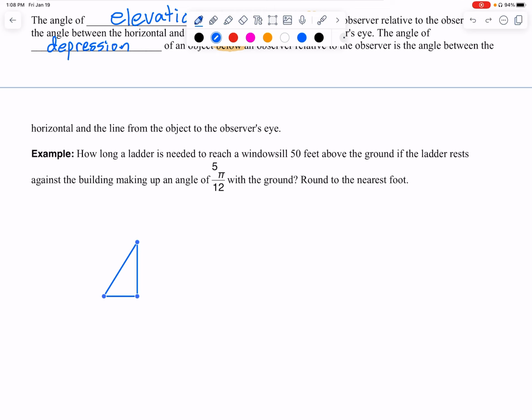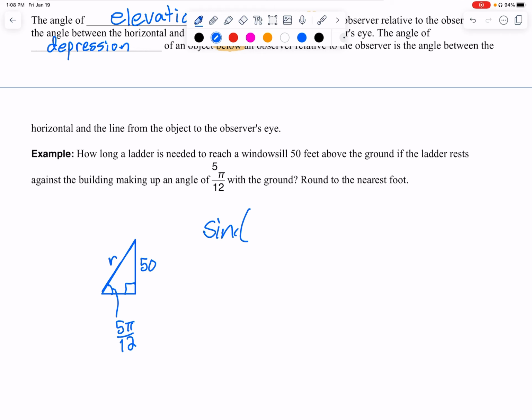So the right triangle is going to be, says 50 feet above the windowsill. And then they also said that this angle is 5 pi over 12. And they want us to find how long a ladder is needed. So we are needing this distance here. I'm going to call R because that's what we're used to. Well, I can see that I have an angle, and I have opposite, and I have my hypotenuse. So this calls for sine.